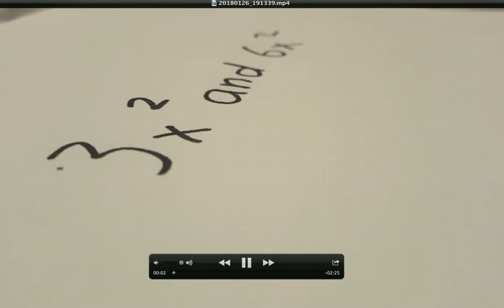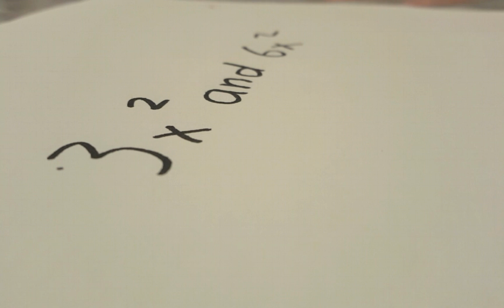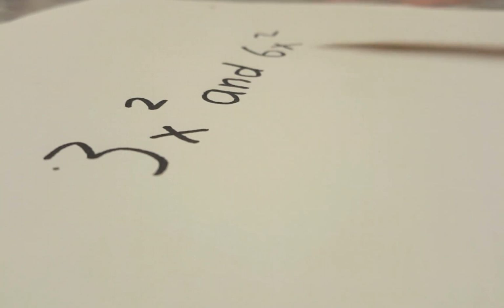We have switched back to my phone, and we will be doing prime factorization using monomials. 3x squared is a monomial, and 6x squared is a monomial. We're going to find the prime factorization of monomials. The easiest method is the ladder method, which was described in earlier slides. Let's jump right into this.